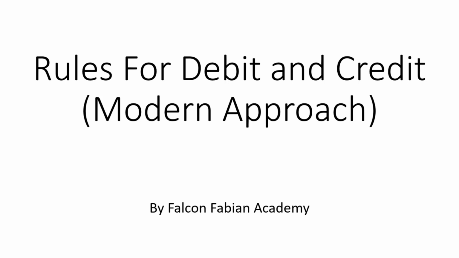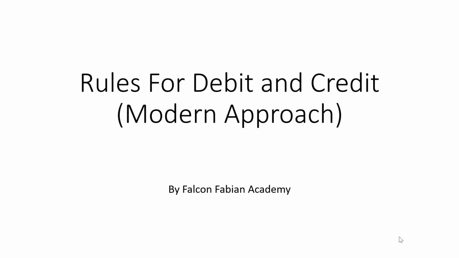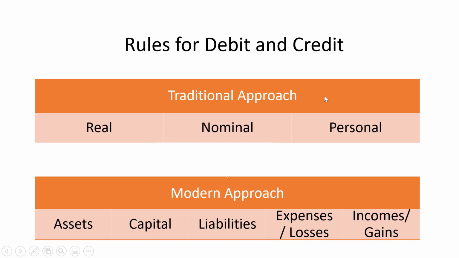In this session, we will be learning the rules for debit and credit based on the modern approach. There are two approaches in which the rules of debit and credit have been given. The first one is the traditional approach and the second one is the modern approach. As per the traditional approach, the accounts are classified as real account, nominal account, and personal account. And as per the modern approach, the accounts are classified as assets, capital, liabilities, expenses and losses, incomes, and gains.